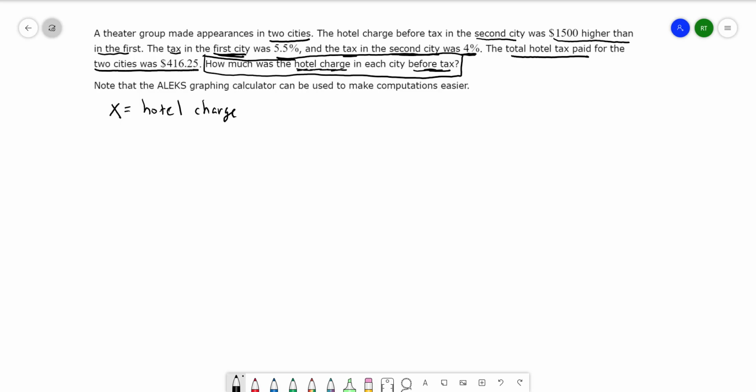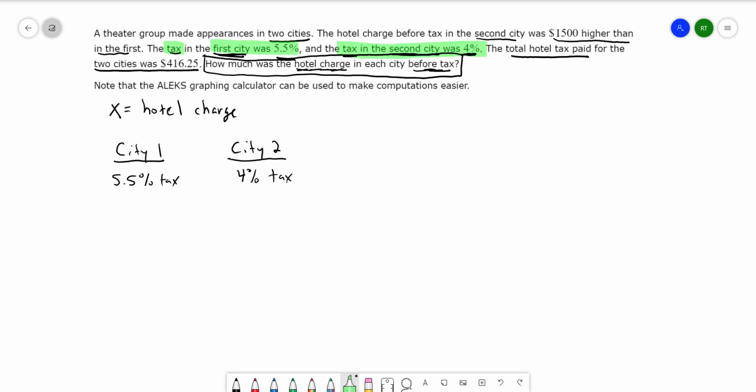Now I'm going to go back and review what I underlined. We were talking about 2 cities, so I'm going to organize my notes in terms of city 1 and city 2. For city 1, it says the tax in the first city is 5.5%, so I'm going to write down 5.5% tax. And the tax in the second city is 4%, so I'm going to write down 4% tax for city 2.